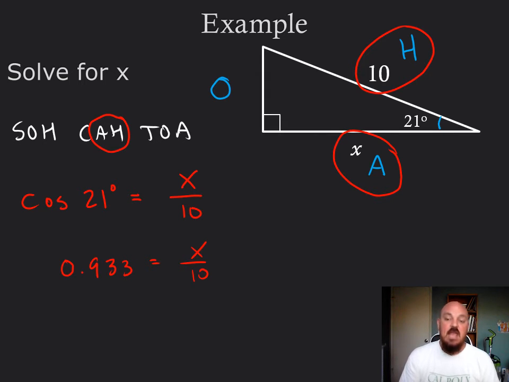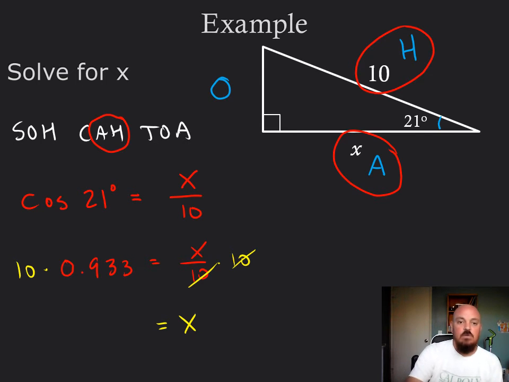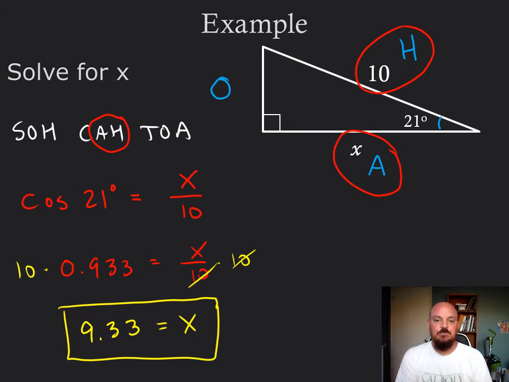Okay, now I want to do what I started on the last step. Now I want to solve for x. And now I multiply by 10 because I want to cancel that 10 out. And for my final answer, x equals 10 times 0.933, which actually just moves the decimal place over once, and our answer is about 9.33.